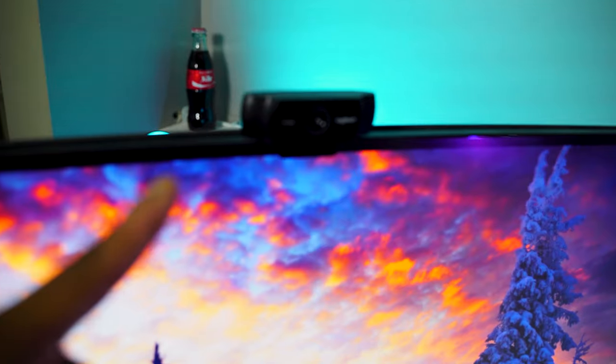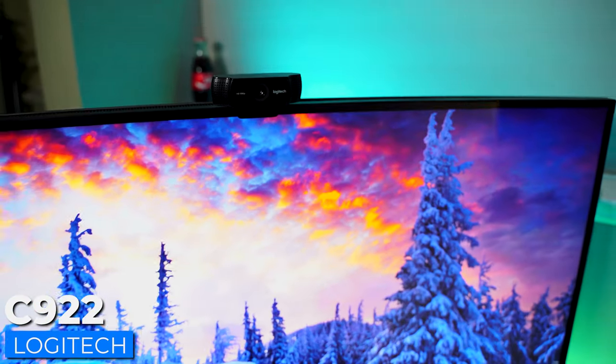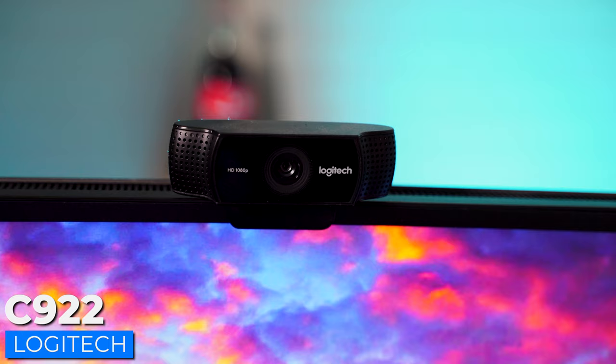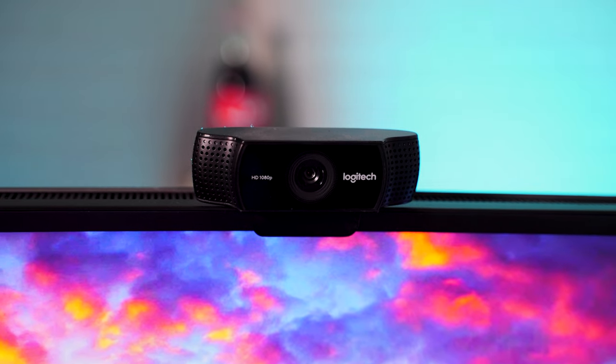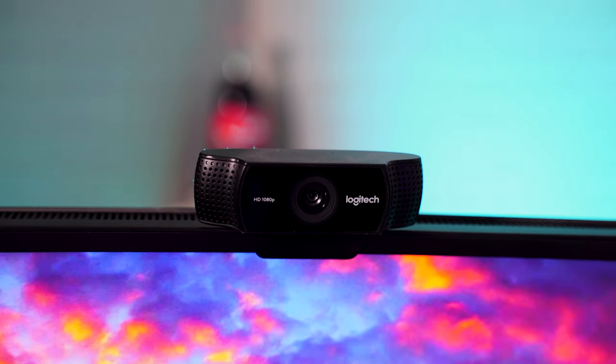Webcam, I have a Logitech C922 HD 60fps at 720p. It's kind of like the streamer staple. So yeah, I'm sure everybody and their mom's probably got one of these.